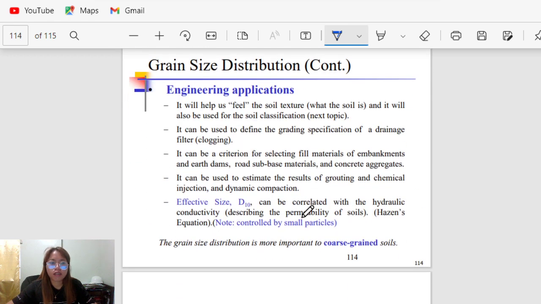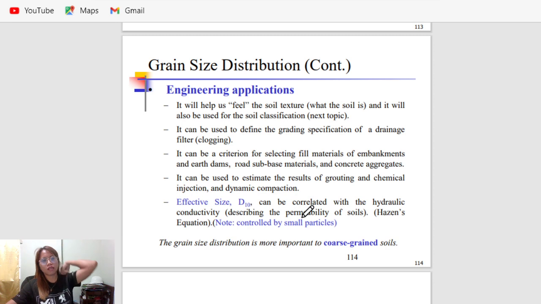The last two slides. This one is the last slide, no? One of the last two slides. Then the last is the end. In this topic, the index properties of soil part 2.